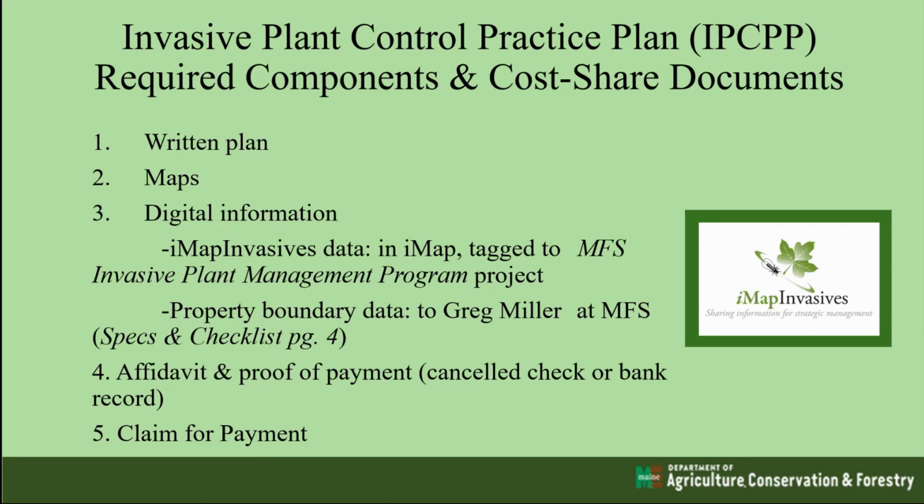For the cost share paperwork, we require an affidavit and some sort of proof of payment that could include a canceled check or bank record. We'll go into that a little bit later. And then also the claim for payment document. All of these cost share documents can be found on the Maine Forest Service webpage for the Invasive Plant Management Program.